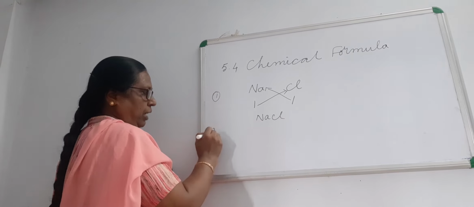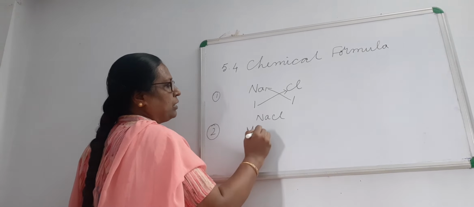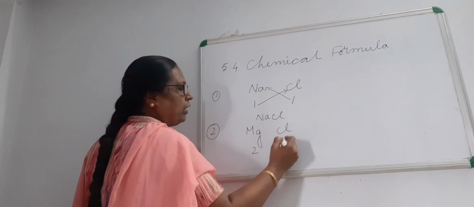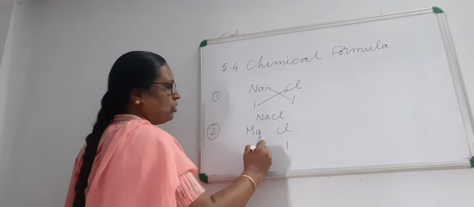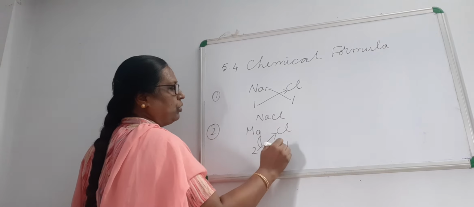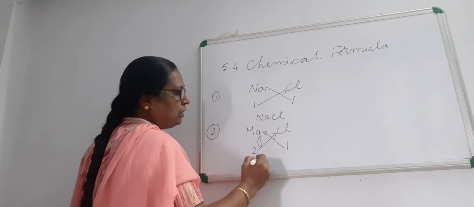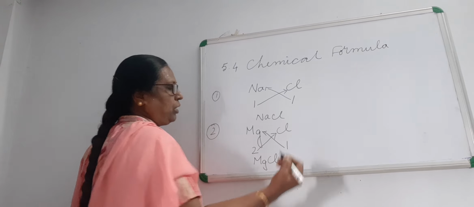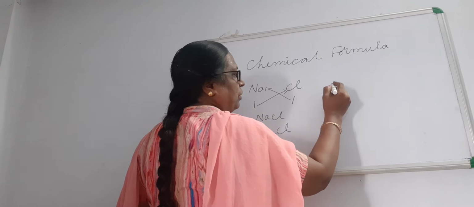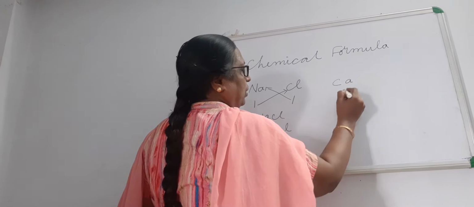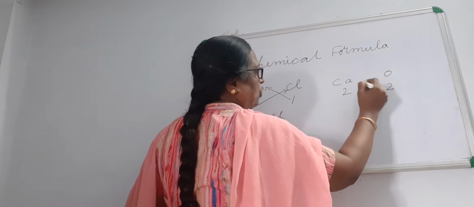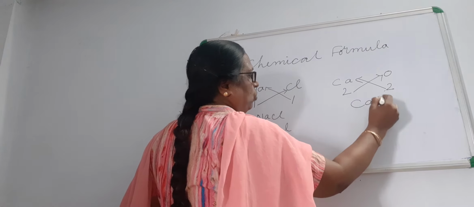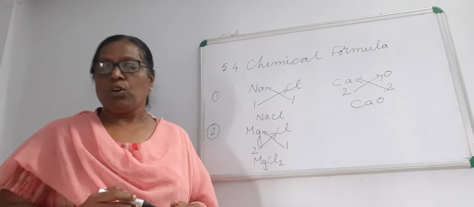The next example is, if you take magnesium, the valency of magnesium is 2, and the valency of chloride is 1. So how do you write? This valency will go there and this will go there. So what will that be? Mg will carry 1 now and Cl will have 2. So MgCl2. In the same manner, if you take calcium, it is 2. Oxide also 2. So it will be ignored, the same number, so CaO. This is the way you will make the formula.